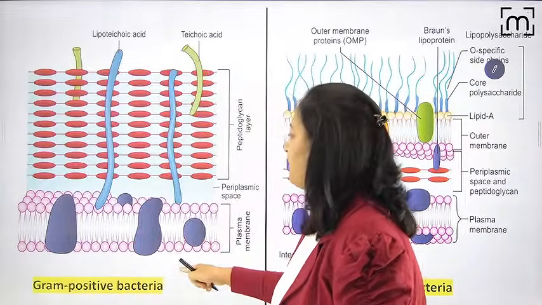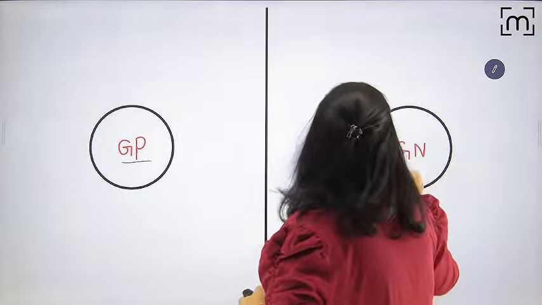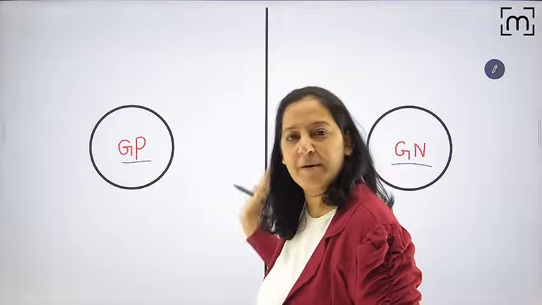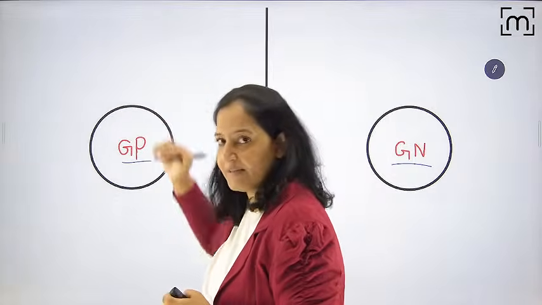Got it? So in gram-positive, I will draw it here. See, this is a gram-positive bacteria, say yes. This is a gram-negative bacteria, say yes. See the cell membrane in both of them. I guess you can appreciate the cell membrane. Now let me draw the cell wall over it.